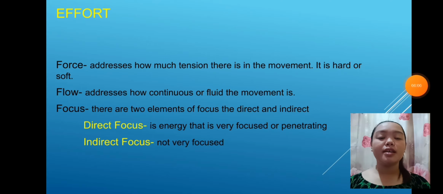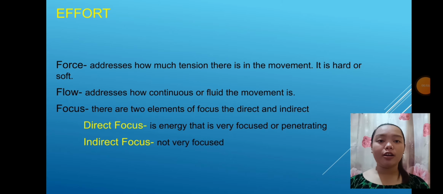The second category of effort is force. It addresses how much tension there is in the movement. It is hard or soft. The third category of effort is flow. It addresses how continuous or fluid the movement is. The last category of effort is focus. There are two elements of focus, the direct and indirect. Direct focus is energy that is very focused or penetrating, while the indirect focus is not very focused.